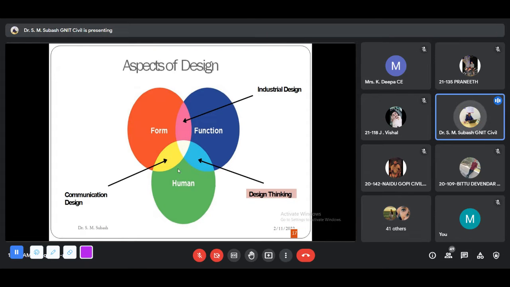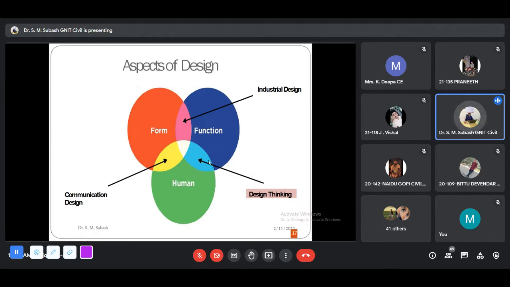So these three aspects are interlinked with your industrial design and communication. You can see it like this Venn diagram. The form interlinked with your function forms the industrial design. The form interlinked with the human forms the communication. The function with the human forms the design. So it is like a Venn diagram, and you can see these are interlinked with each other.